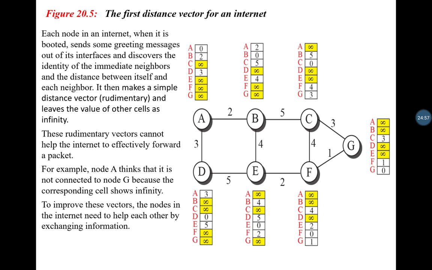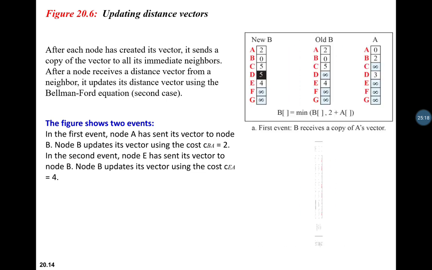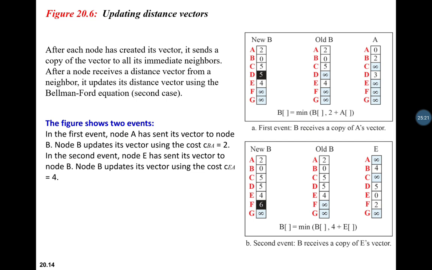We know the distance from B to E is 4, and E to F is 2. Once we get E to F as 2, it will be updated, and in the updated distance vector of B, the distance from B to F will change from infinity to 6. So it should be the cost of B to E, which is 4, added along with E's value. The old B value was infinity.